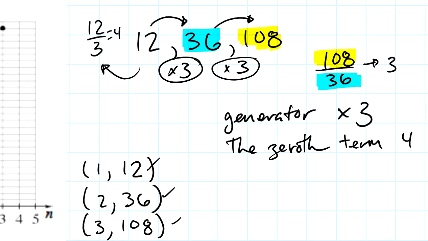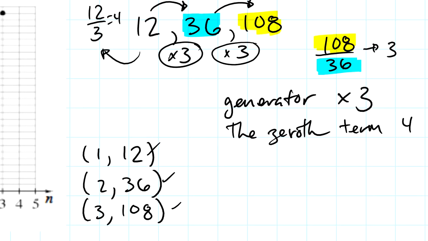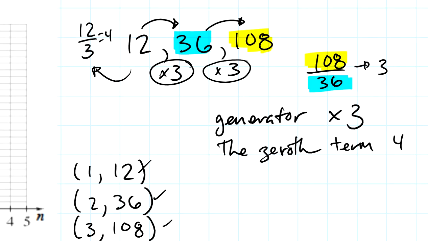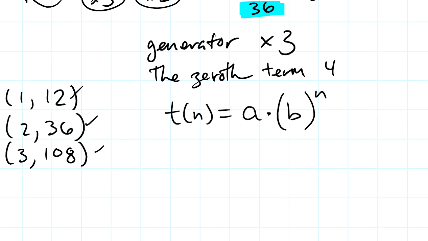And then I'm ready for the sequence, right? This is a geometric sequence. If I have a geometric sequence, it always fits this pattern: T of n is the 0 term, and I'll just call it a, times your multiplier raised to the nth power. So I'll call this b. My multiplier is b.